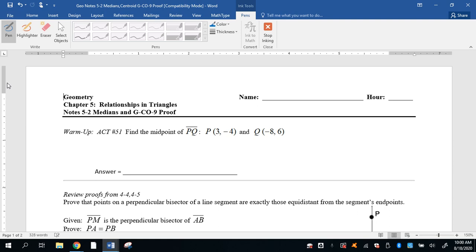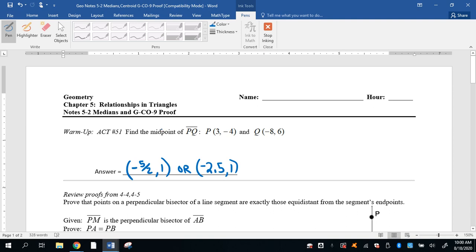Pause this video so you can work on the warm-up by yourself. When you're done, unpause it, go ahead and press play. Okay, so hopefully you are done and you got -5 halves comma 1, or you could write it as -2.5 comma 1. Raise your hand if you got that.